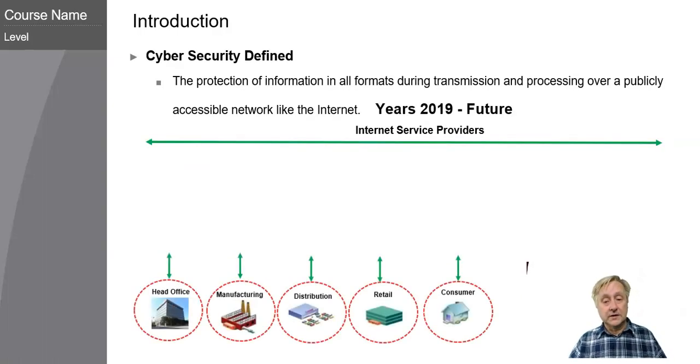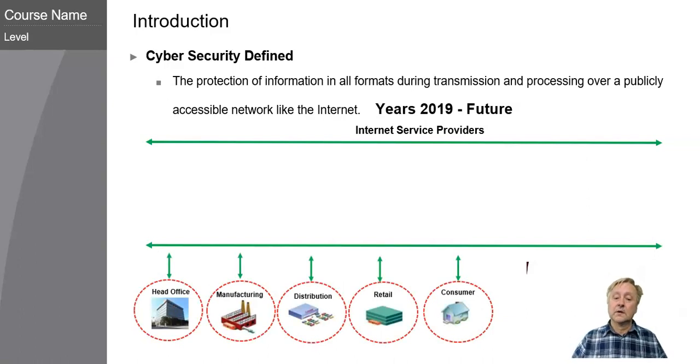From 2019 onward, we have all of the internet service providers providing the backbone. We have all the businesses providing connections through the backbone to their manufacturing, distribution, retail, and consumers. Consumers are now accessible through the internet. They can be accessible anywhere.